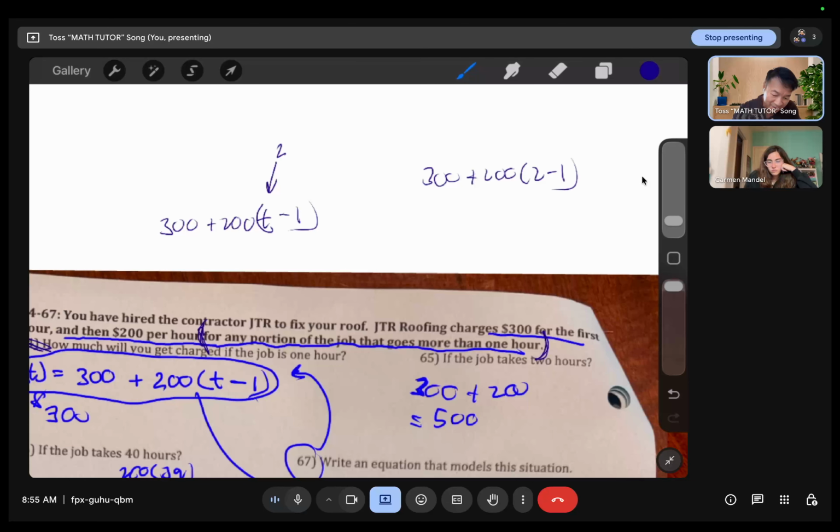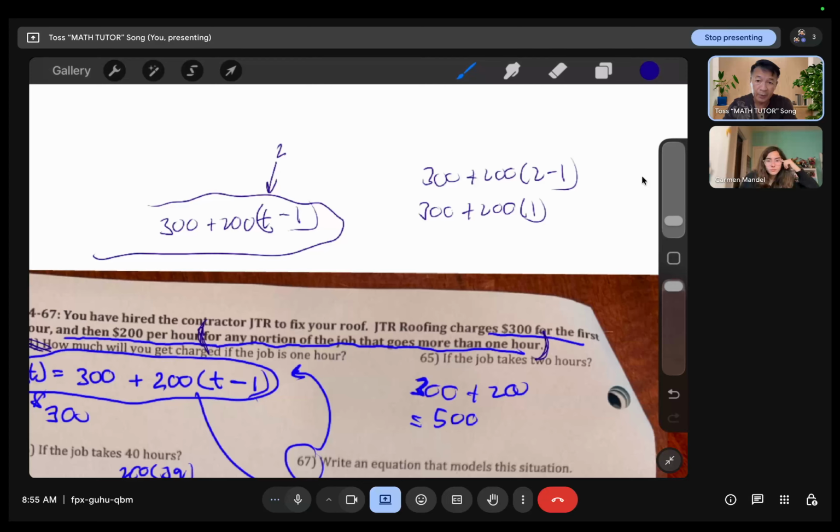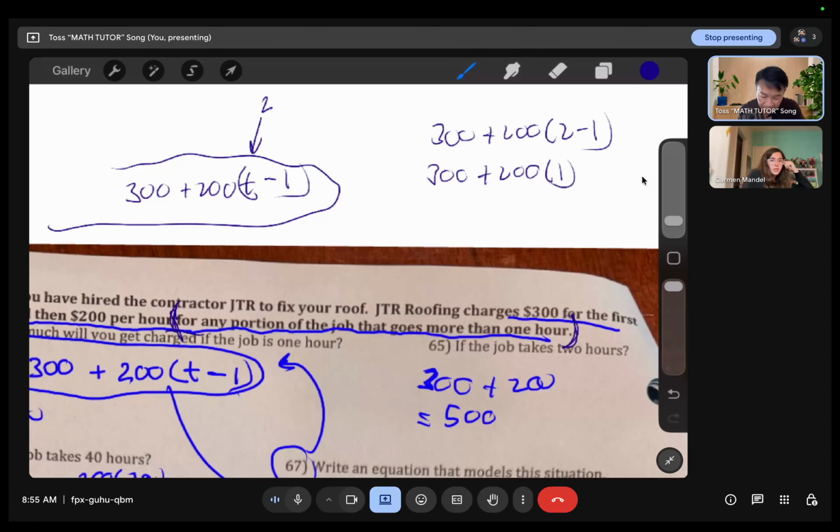2 -1. Here it is. It turned into a 200. You see it? That's why it works. 2 hours, your first hour is 300. Your second hour, 200. And then it's not just going to work for the 2 hours. It'll work for three, 4, and 5. It will continue on. So that's why this is required. So it's something you may want to learn to use for a wording that's similar to the rest of it, like this one here. For any portion of the job that goes something more than 1 hour.